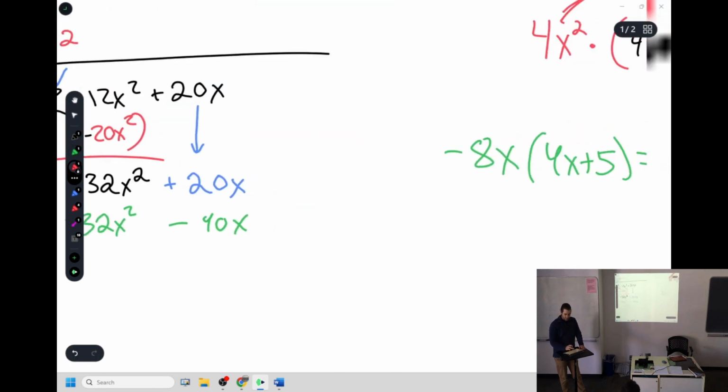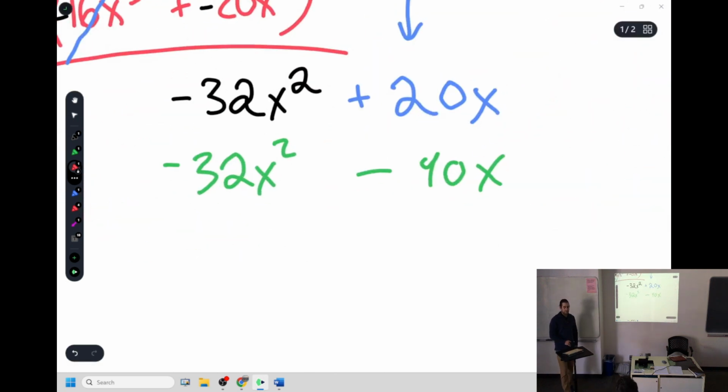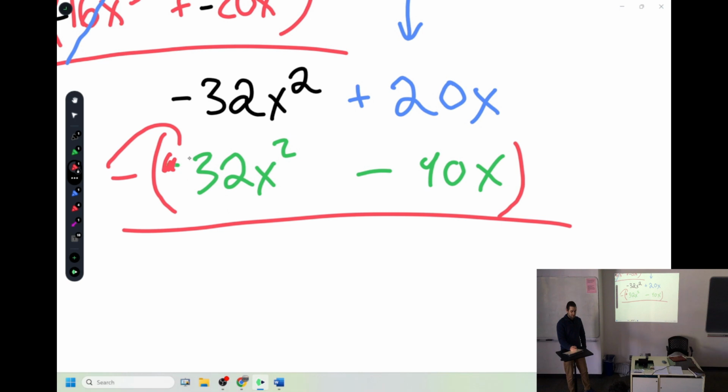I've made the most common mistake in the world. Well, not in the world, but for this type of problem. What have I not done yet? I haven't done a really important step. You have to subtract the whole thing, which does result in changing both signs.